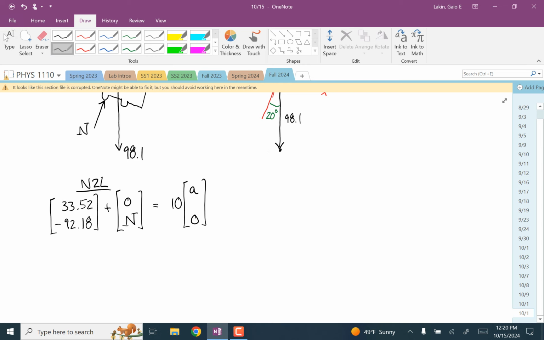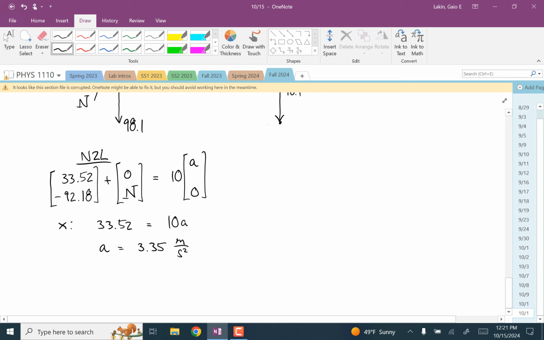And if we want the acceleration vector, we just want to calculate that a. So we're going to use the x equation. It says 33.52 is equal to 10a. So a is equal to 3.35 meters per second squared.